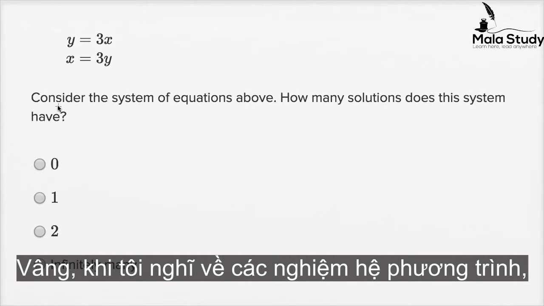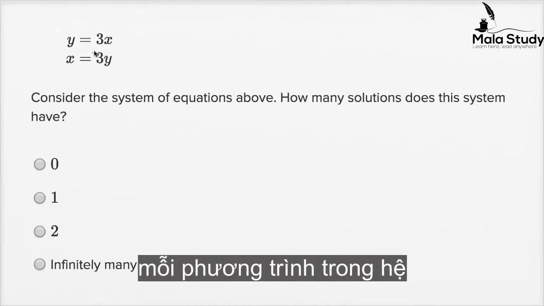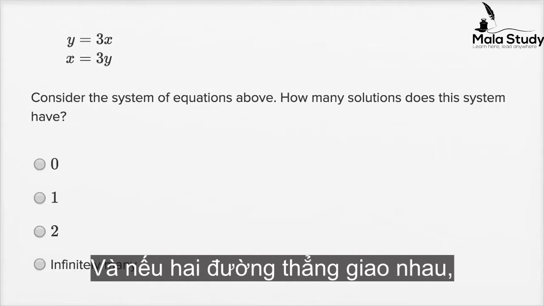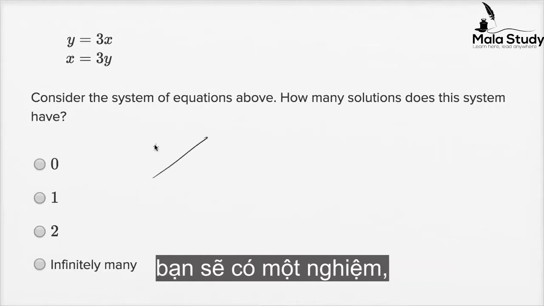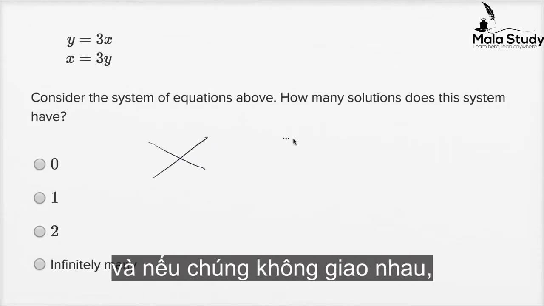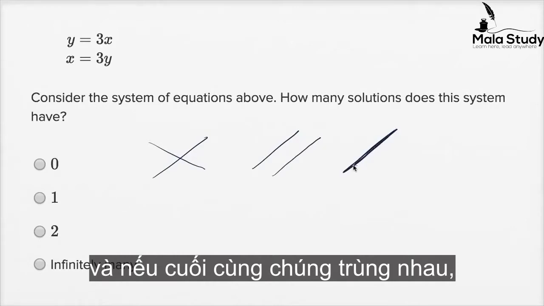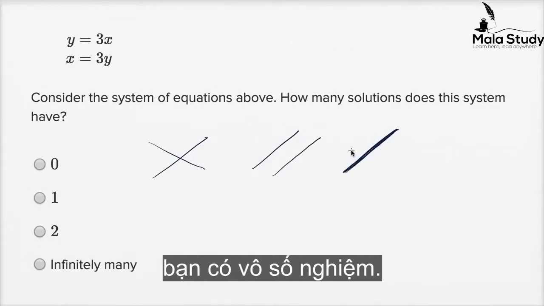Well, when I think about solutions to systems, I always imagine each of the equations in our system as kind of describing a line. And if the two lines intersect, you're going to have one solution. And if they don't intersect, you're going to have no solutions. And if they end up being the same line, you have an infinite number of solutions.